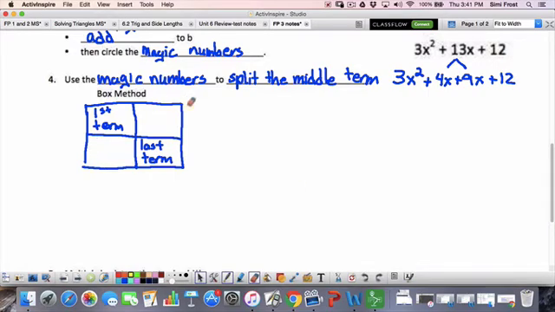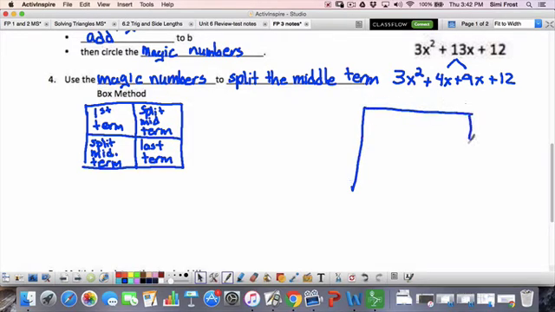Okay, in these two empty boxes here, we're going to put our split middle term. So, split middle term. Okay, so once you have this laid out so you know what it looks like, and I could have made that bigger, not had it so cramped in there. Let's go ahead and draw a box and do this with the polynomial that we have.